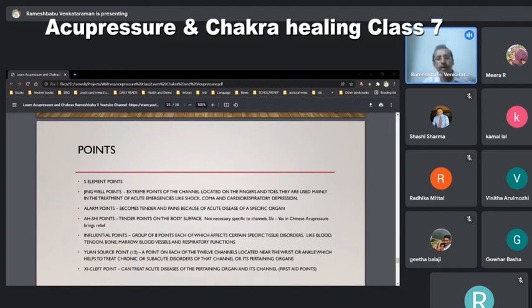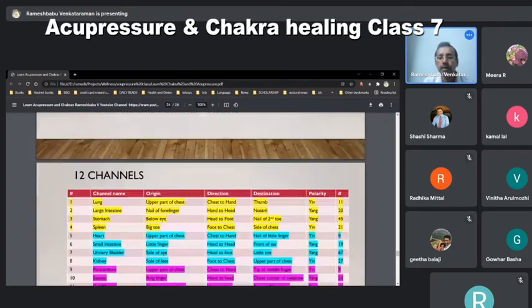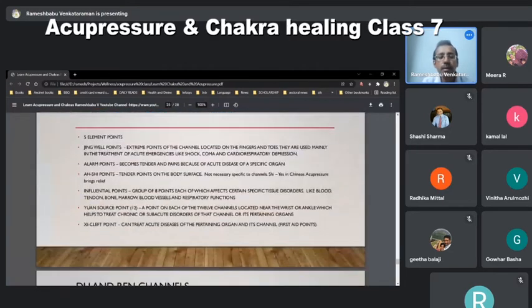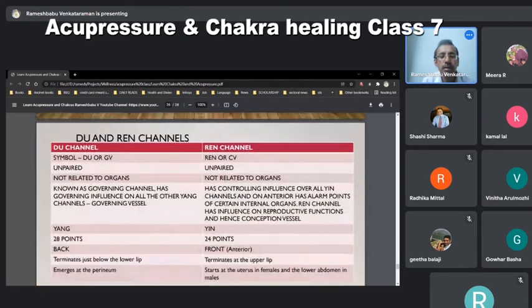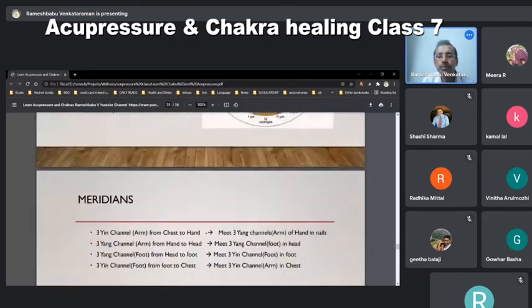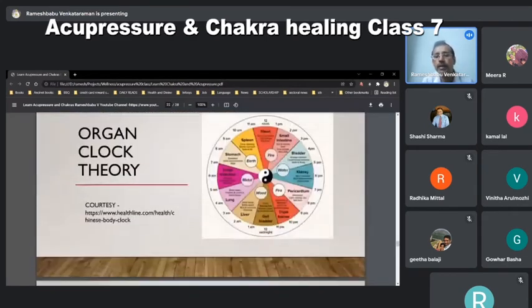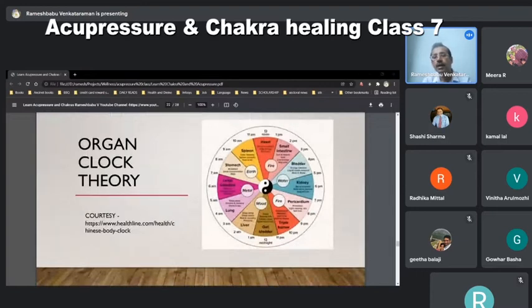So these 5 points are related to the elements. In every channel there is one point related to each of these 5 elements. That is what is called the Five Element point. And each of the elements, let me just go back here 1 second. If you see in the organ clock theory, each channel and its connected organs are related to one element, right?